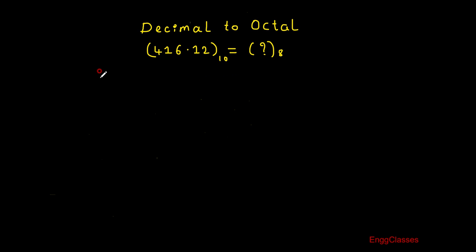Let me write the integer part. The integer part is 416. I have to divide this number successively by 8 till I cannot divide this anymore. This is the procedure for the integer part. Later I have to consider the fractional part, that is 0.12. I have to multiply this number successively by 8. So we'll begin the process straight away.